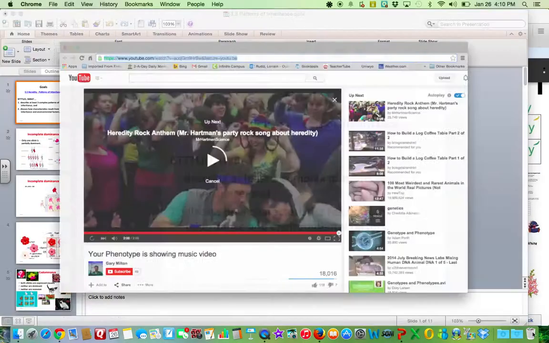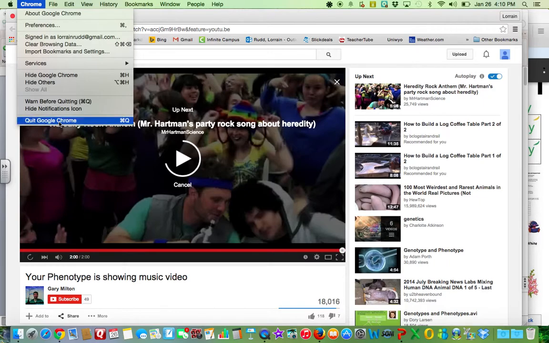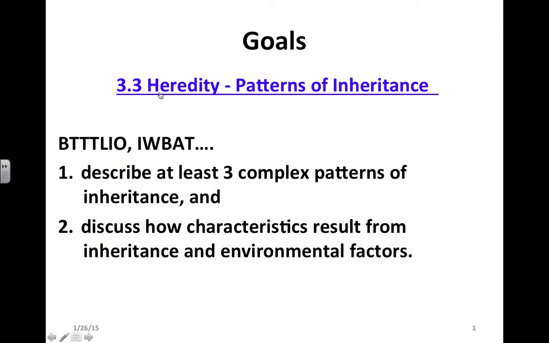Pretty cool, huh? So, let's get out of this and go back to this PowerPoint. That was just a review on phenotypes and genotypes and what they are. Hope you enjoyed it. So, our first word is incomplete dominance, and notice that this is in red. It's one of the complex patterns of inheritance.